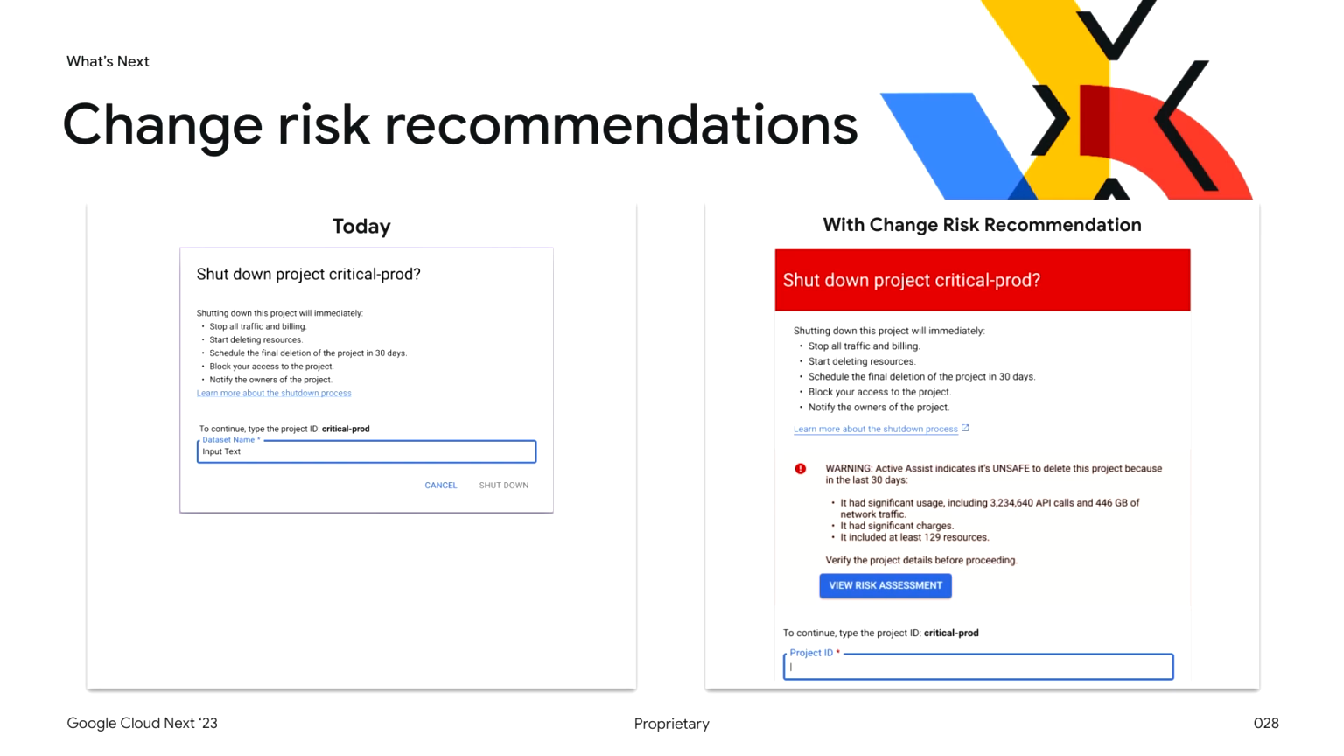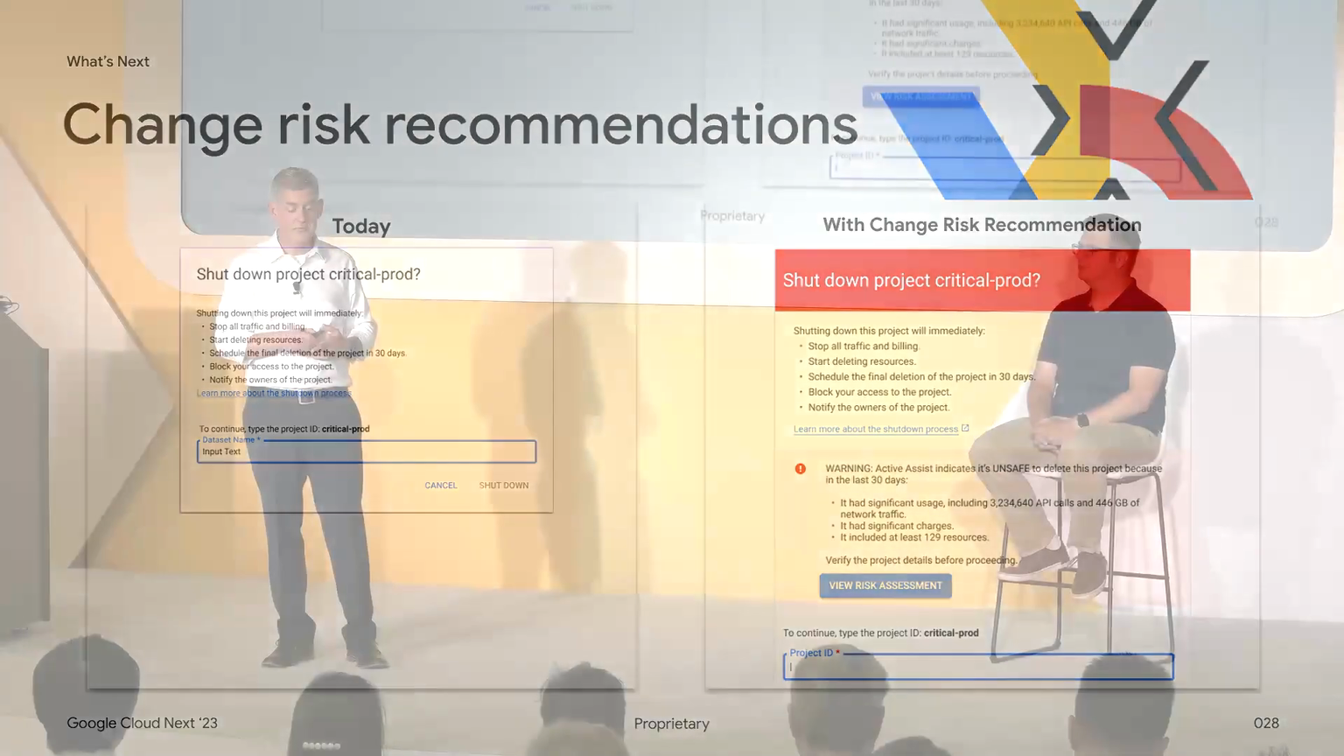So for example, if you're trying to delete a highly used project or maybe modify IAM permissions, and downstream that might have an impact on your user experience or your systems running, change risk recommendations can prevent these unintended issues. So you have a second chance, if you will, to not make that change before potentially impacting the system. We're introducing change risk recommendations for project deletion, service account deletion, and IAM permission modification. Change risk recommendations will be available publicly before the end of the year.